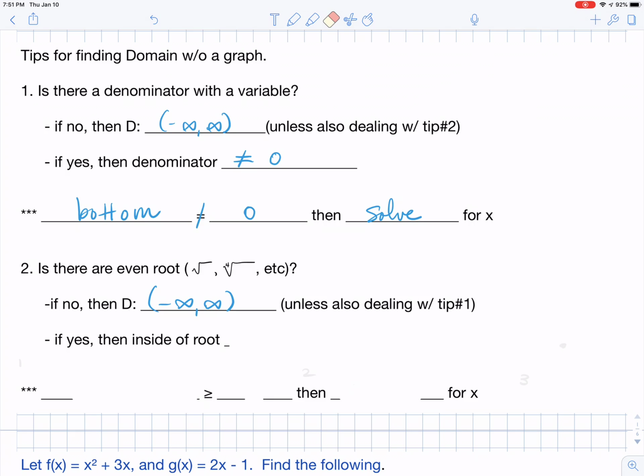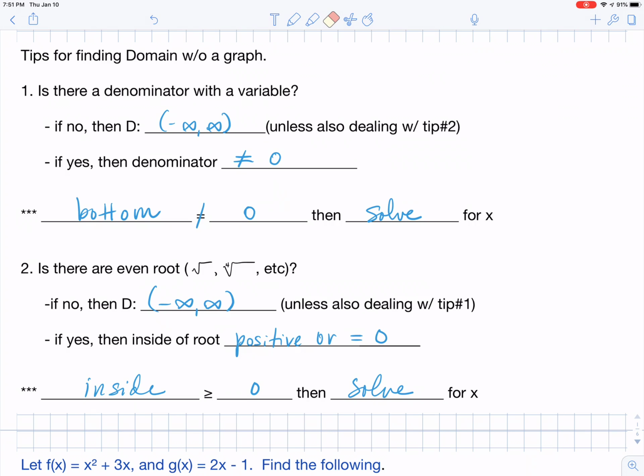So what you're going to do is remember that the inside of a square root, because that's the one that we're the most comfortable with, has to always either be positive or equal to 0. You cannot have negatives under a square root. So what we're going to do then is take the inside of the square root, make it greater than or equal to 0, that's positive or equal to 0, and then solve for x. This is going to help us to get the domain when I don't have a graph.